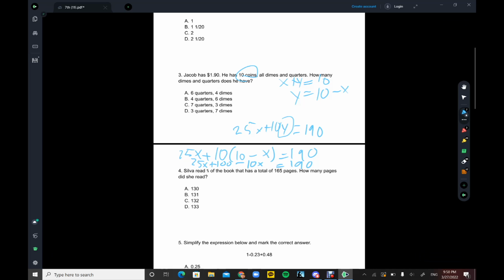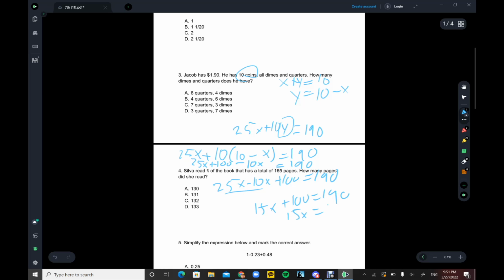So, let's go down into this area too. So you get 25x minus 10x plus 100 equals 190, and then you subtract, and so you get 15x plus 100 equals 190. 15x equals 190 minus 100, and you get 15x equals 90. 15x equals 90 is equal to 6. So you get x equals 6.